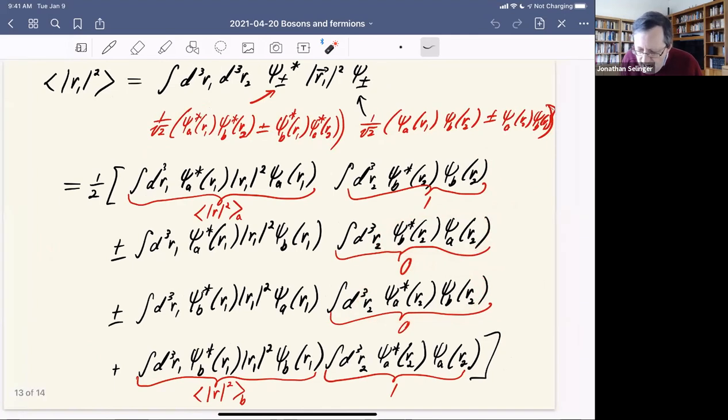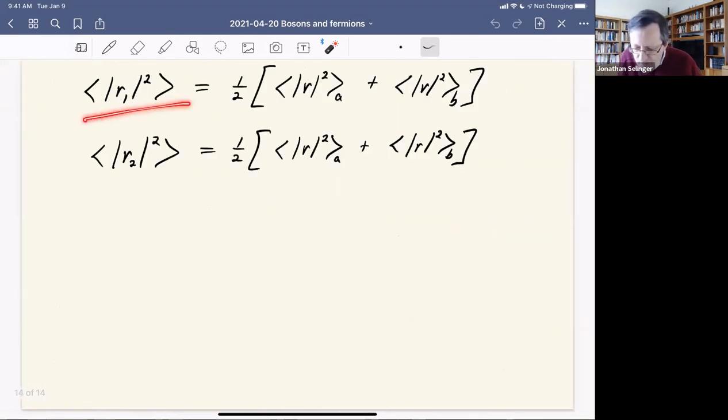So then the average of R1 squared works out to be this thing. It's different from our case of distinguishable particles because we have a wave function that is neutral about whether particle 1 is in state A or state B. And so the average of R1 squared is the average of R squared associated with state A and R squared associated with state B. The same thing for particle 2. Okay, that's as far as we got.